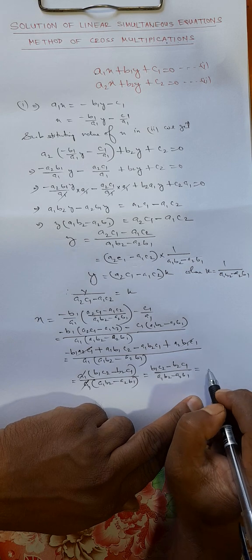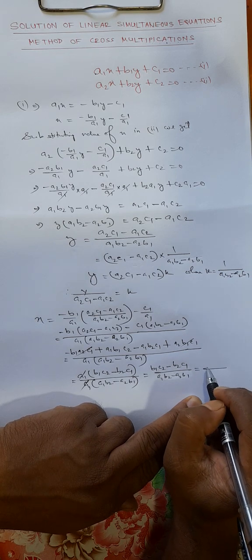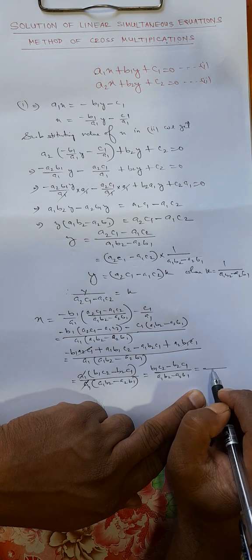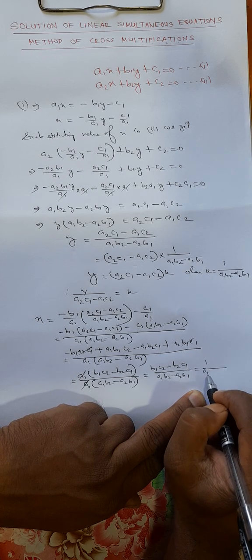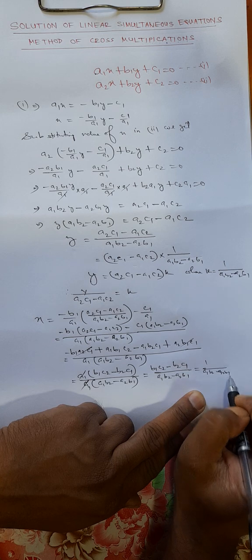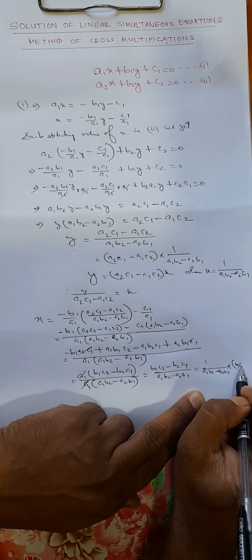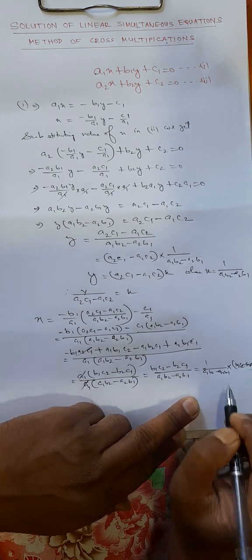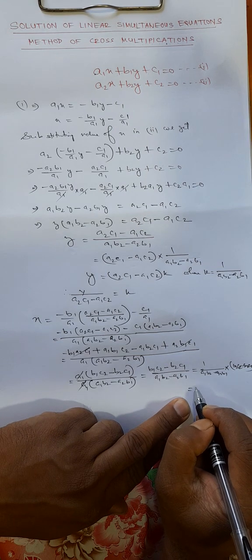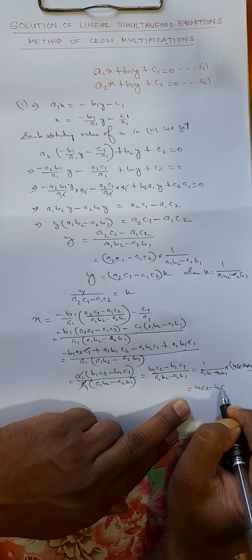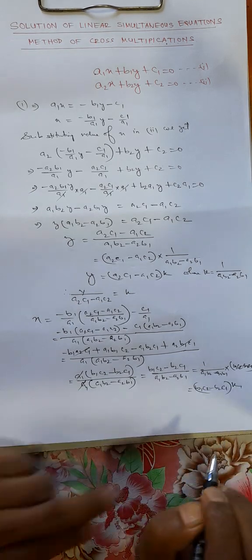This again you can write as 1 by (a1b2 minus a2b1) multiplied by (b1c2 minus b2c1). So you can write it as (b1c2 minus b2c1) multiplied by k, right?